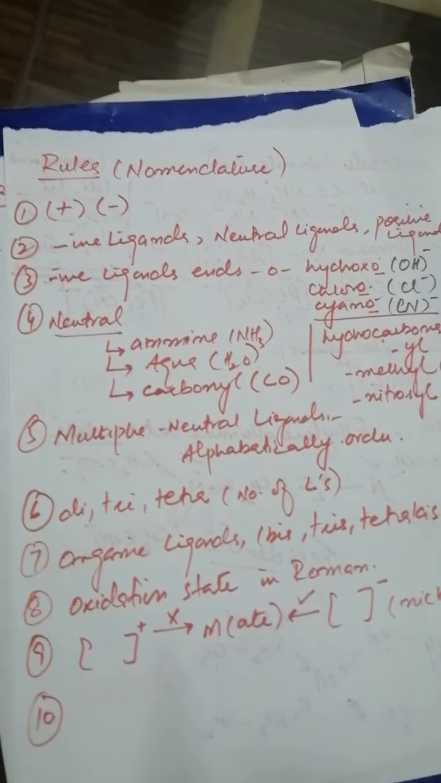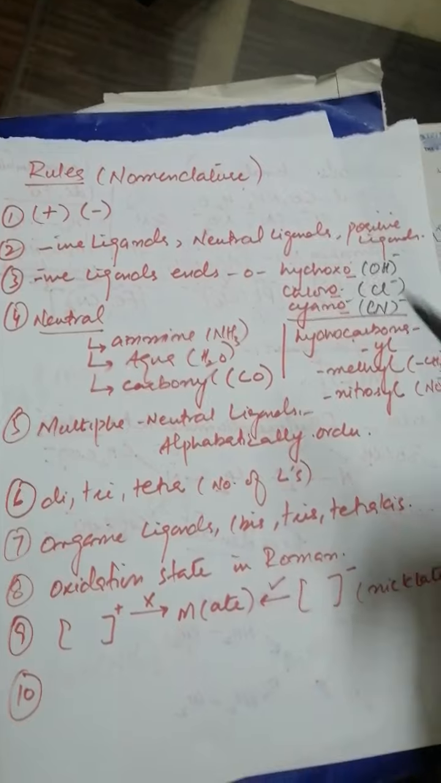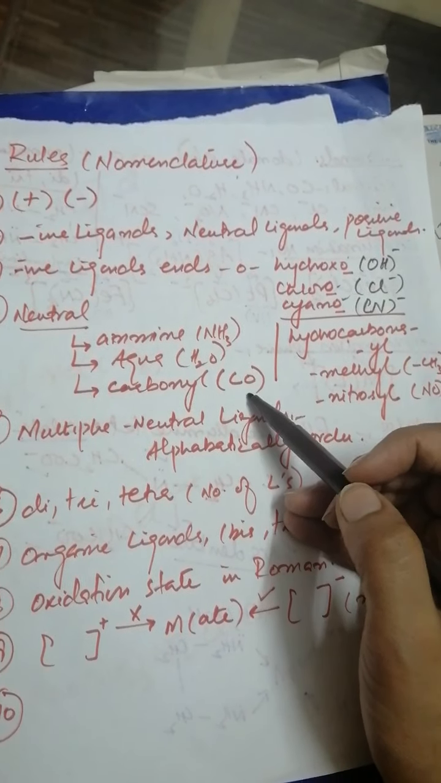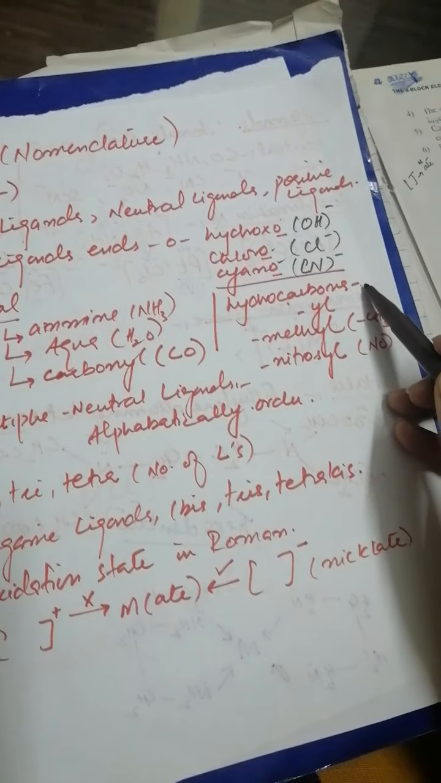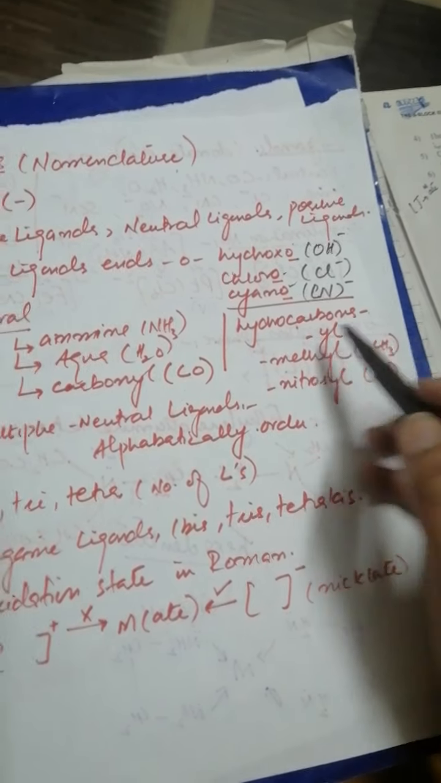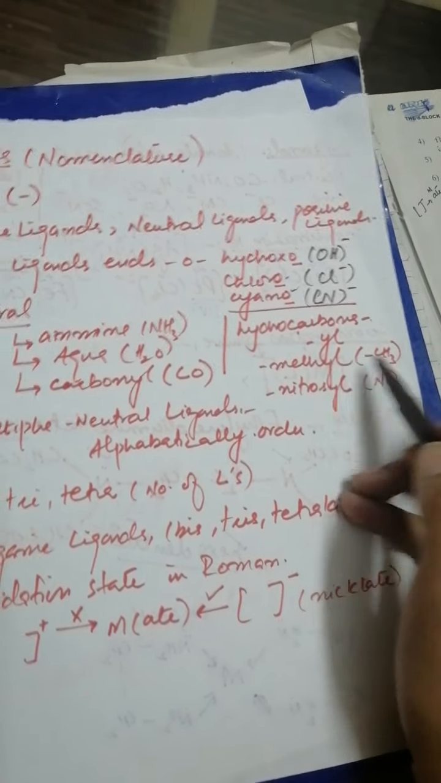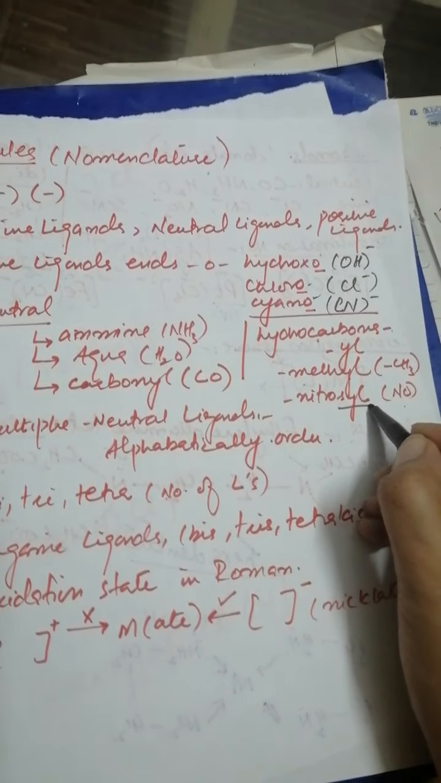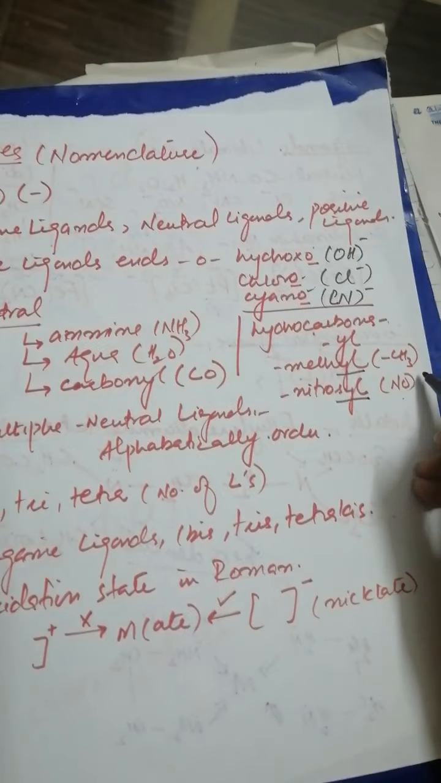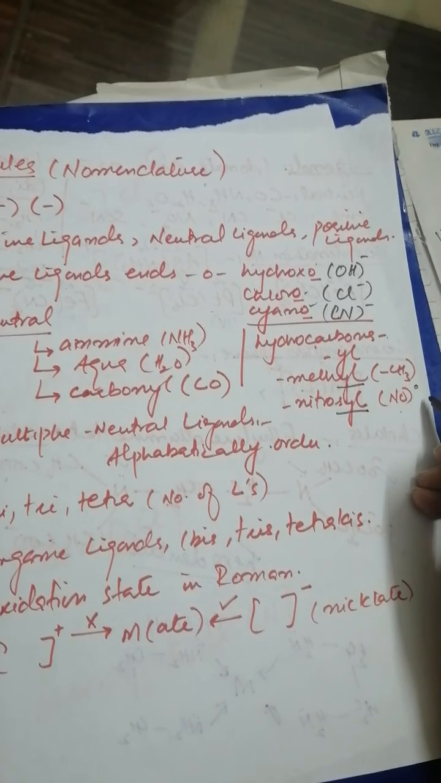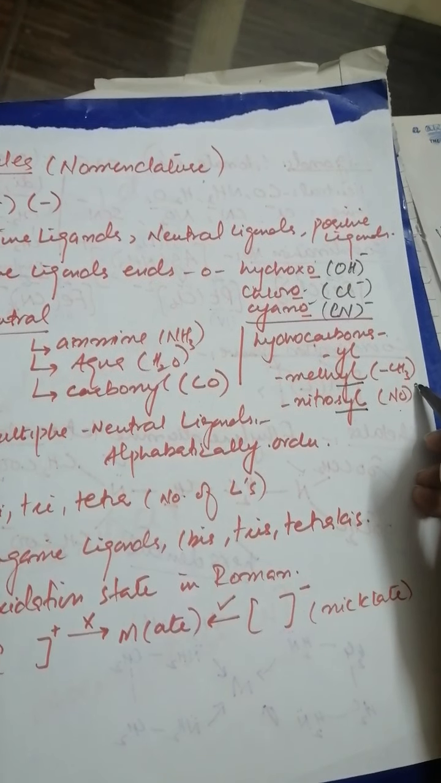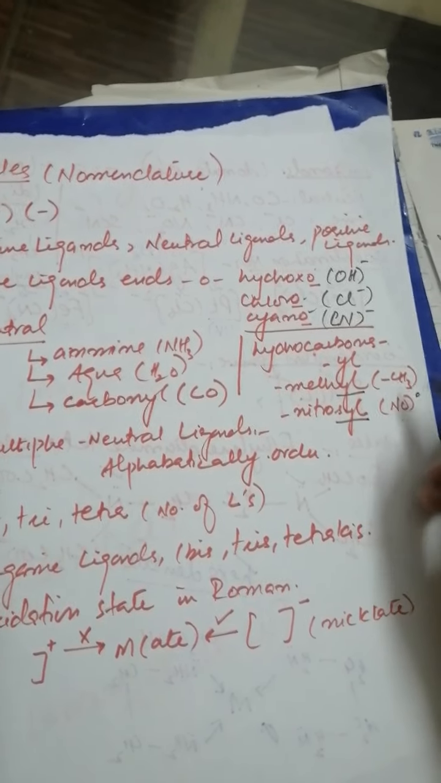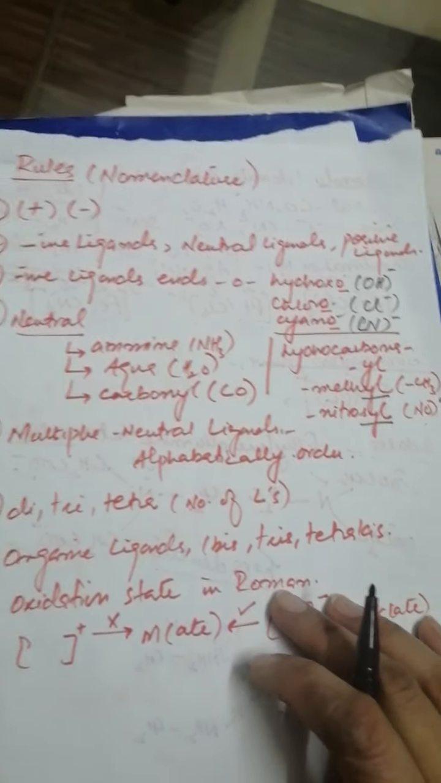Hydroxo, chloro, cyano. If we have a neutral ligand, then we name it as it is. Ammine will remain ammine. Aqua, carbonyl, right? If we have a hydrocarbon as a ligand, we need to end it with YL, like methyl, nitrosyl, right? This SYL, this YL. Remember, this is a neutral one, right? No, does nitrosyl have a charge? Let me confirm. Okay, so far methyl is a neutral one.